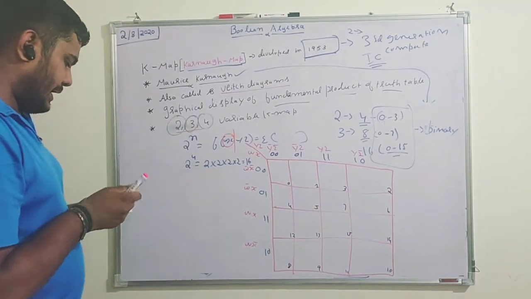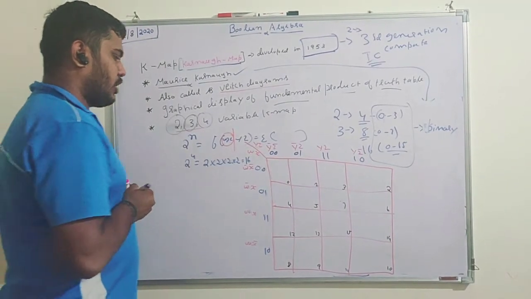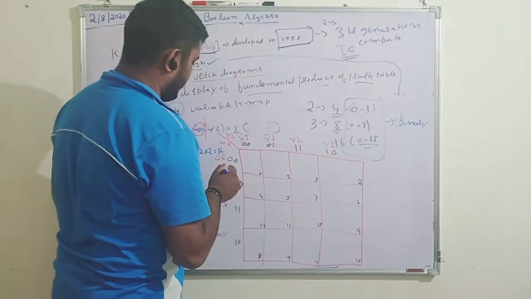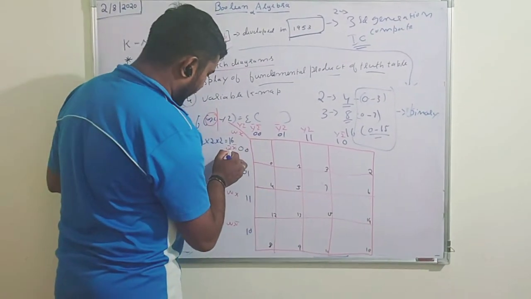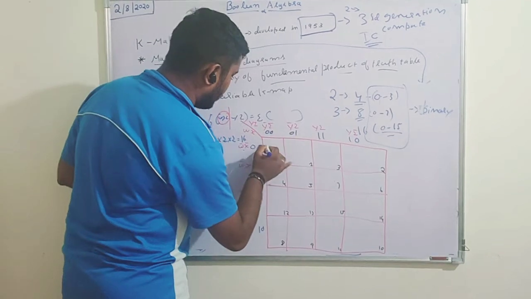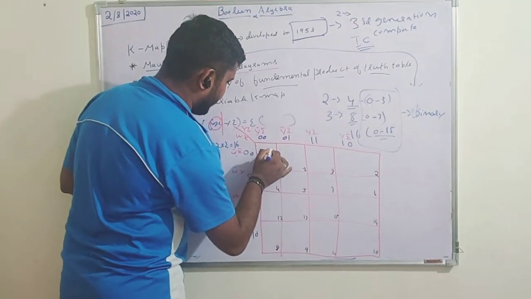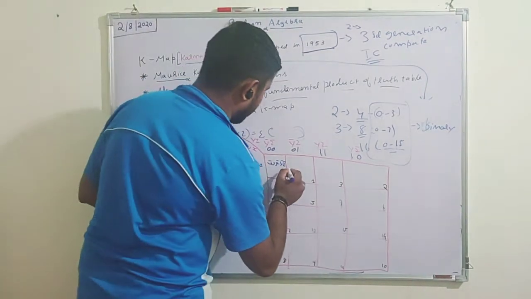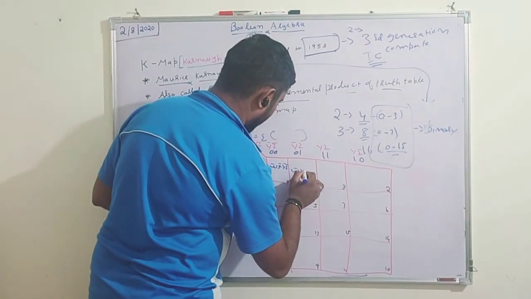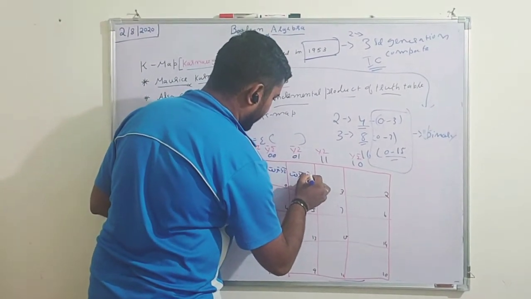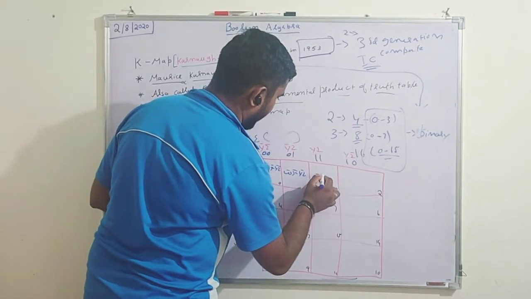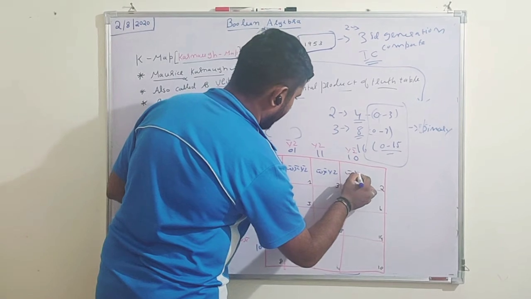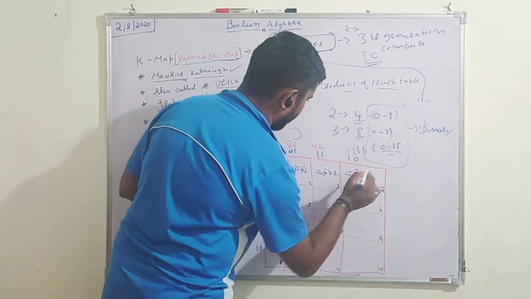Now let us write the placeholders or minterm places. What should I do? I should multiply with this. So w bar x bar y bar z bar, w bar x bar y bar z, w bar x bar y z, w bar x bar y z bar.